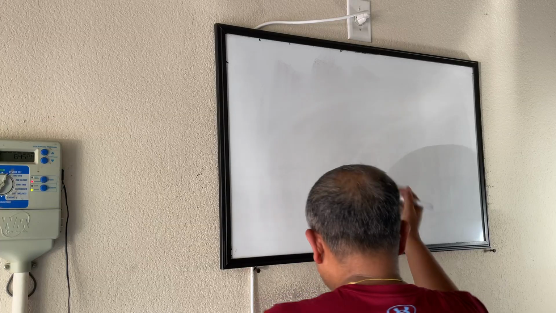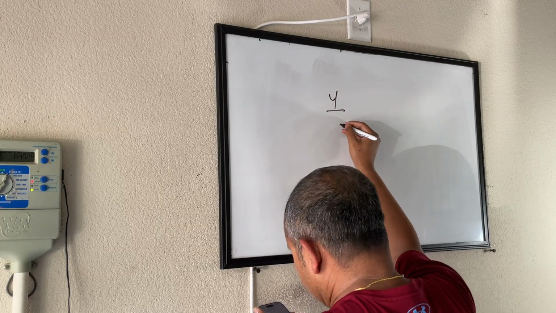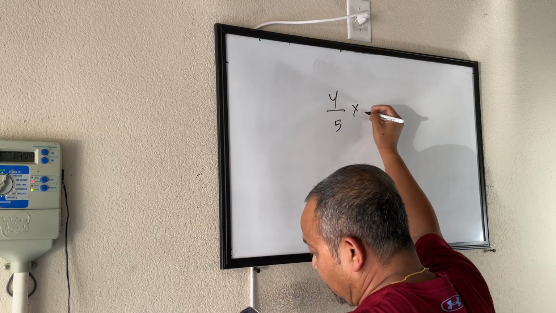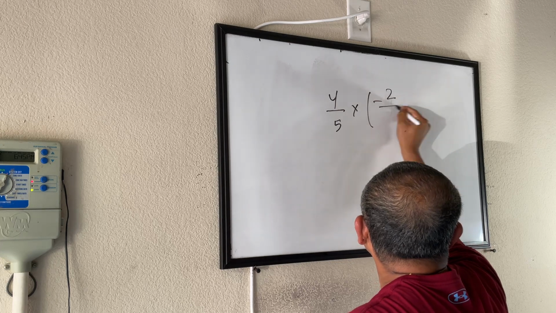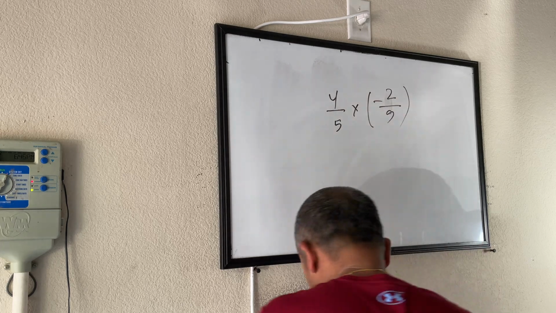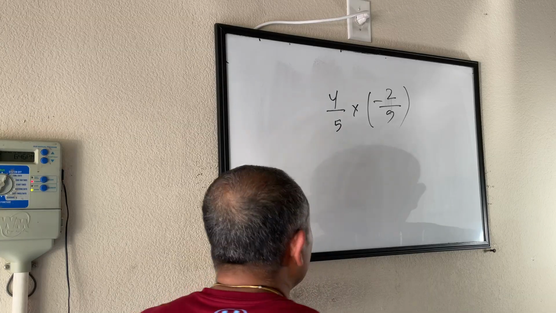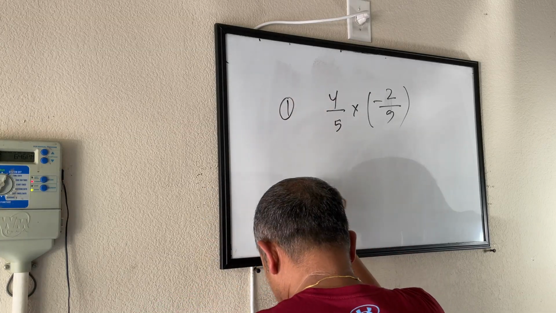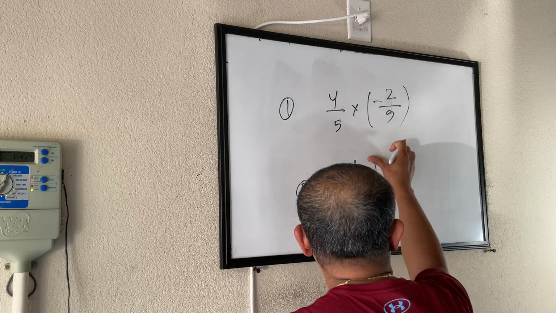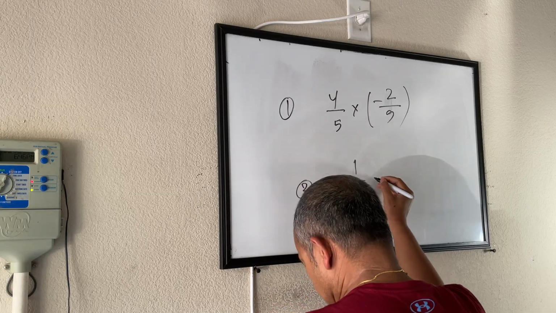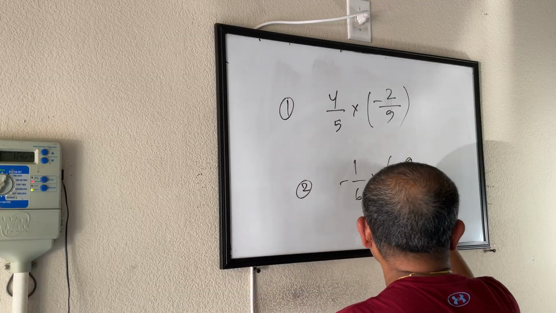Let me pick up the next one. Okay, let's look at this. This should be an easy one, but this is just to affirm that we are doing it right. Can you guys quickly find out the answer for this one? This is one problem, and the second one is minus 1 by 6 multiplied by minus 9 by 7.